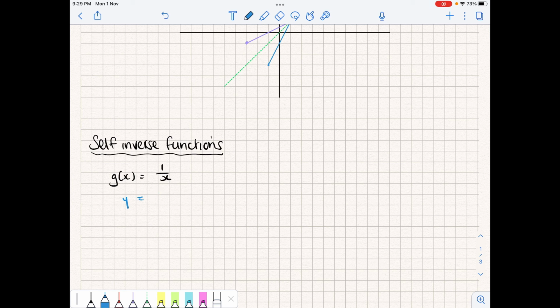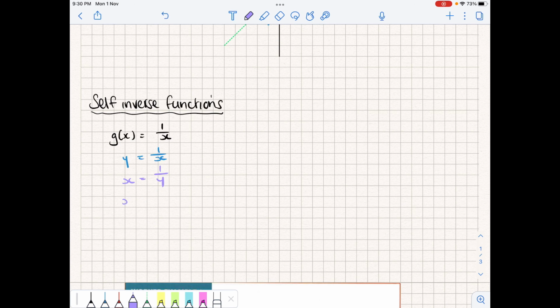We'll change it into y equal to 1 over x. We'll remap x and y, and then we'll just resolve for y. So we'll cross multiply, we'll get that, and to solve for y you'll get 1 over x. And you'll notice that we get the same function again.